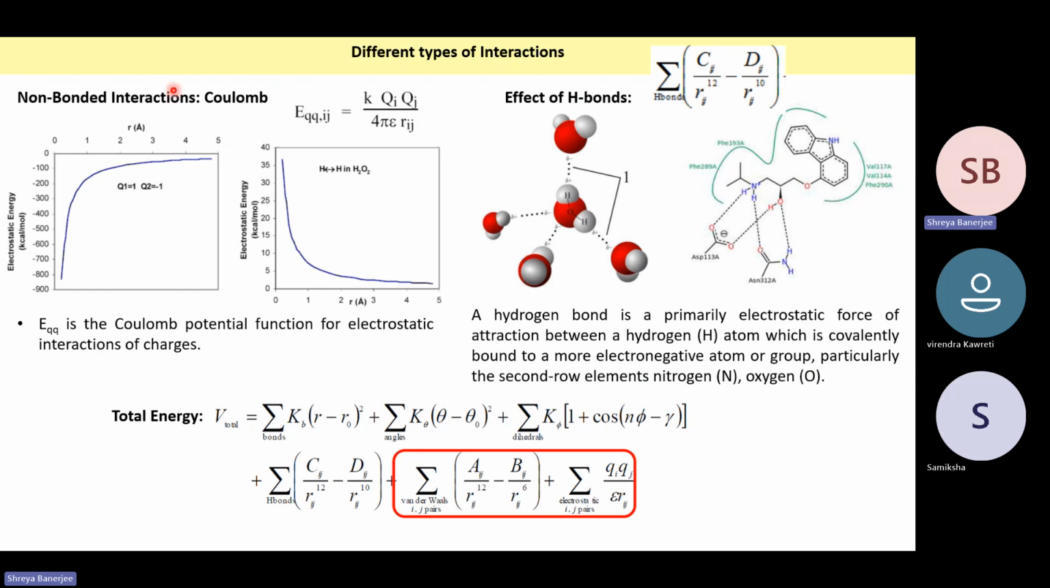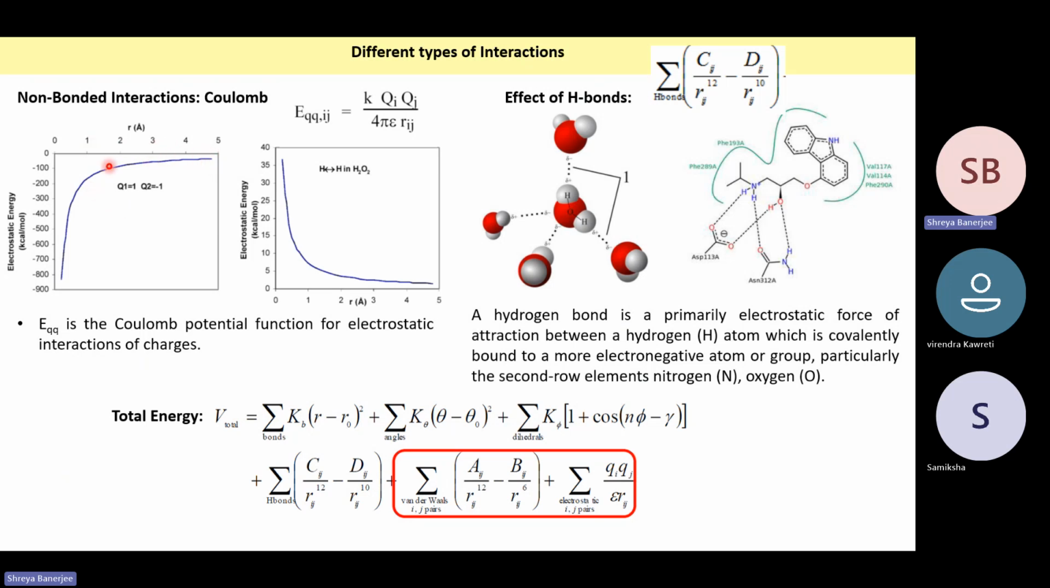There are other non-bonded interactions also, which I will come to. One is the Coulombic interaction. If you have two ions, one positively charged and one negatively charged, then as you come from 5 angstrom to 1 angstrom, they are oppositely charged, so they will attract.